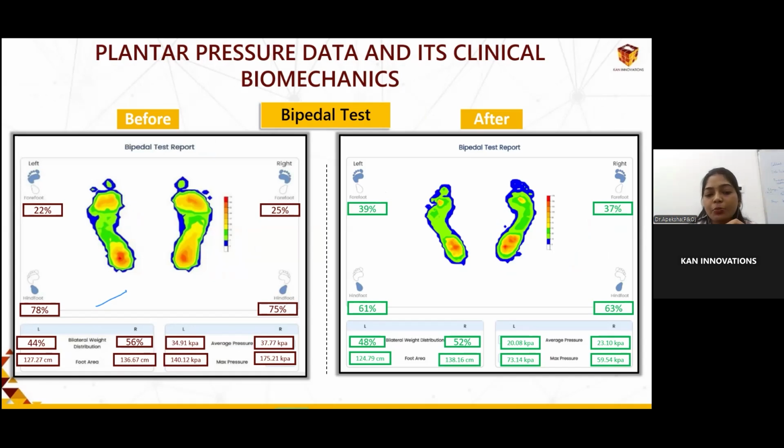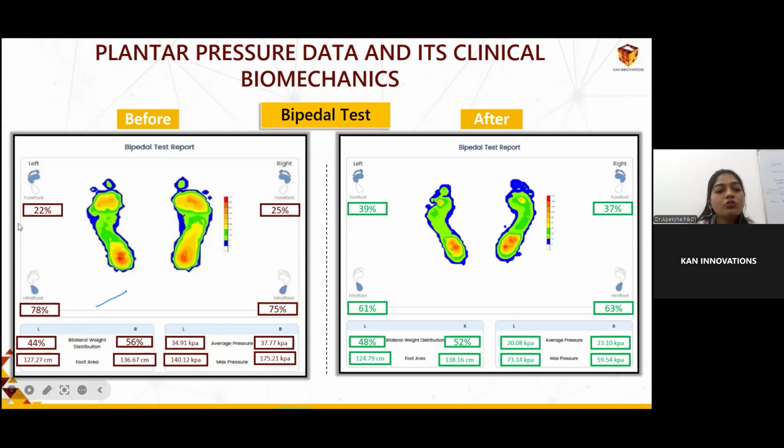Next is average pressure. You can see his right average pressure is 37.77 kilopascal and his left side average pressure is 34.91 kilopascal. What we can see is the average pressure is usually high on the right side, showing it's more than the normal range. Maximum pressure on the right side is 175 kilopascal and on the left side is 144 kilopascal. So it's significantly higher and can show the risk of different things.